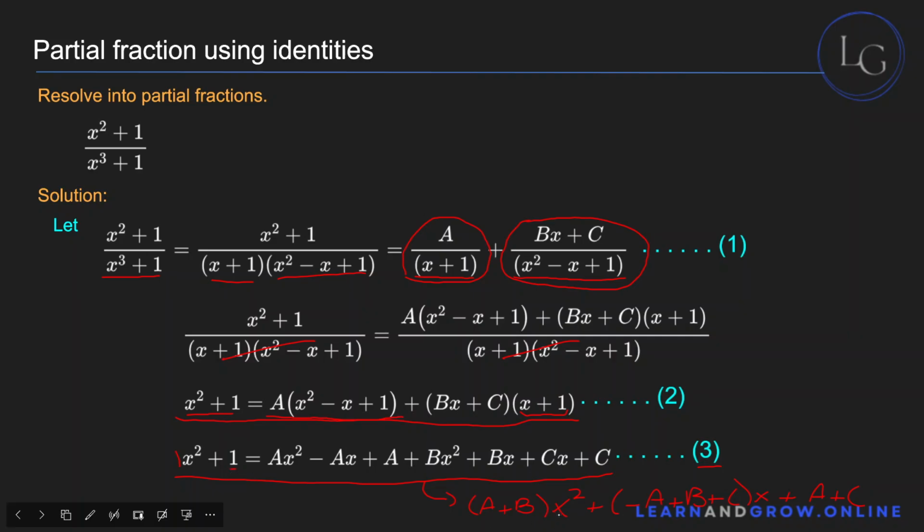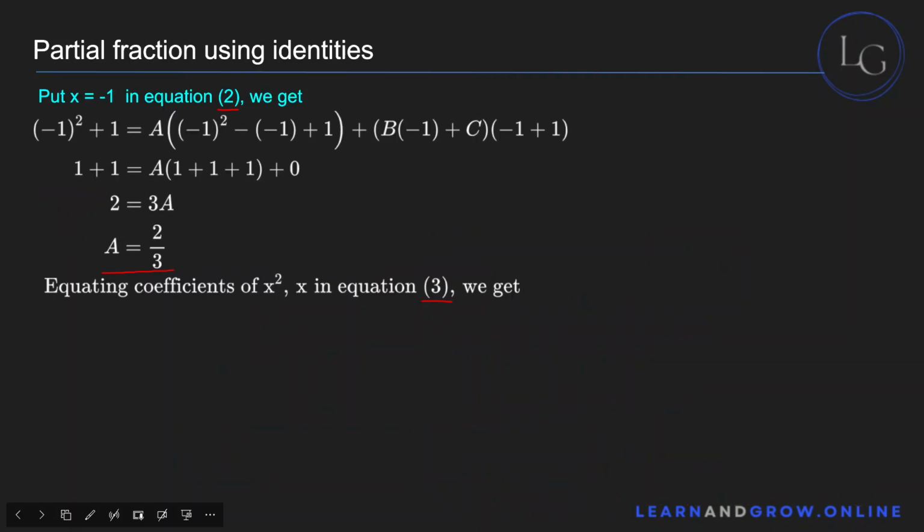So a plus b is equal to 1, since a plus b is the coefficient of x squared on the right hand side and 1 is the coefficient of x squared on the left hand side. So when you equate, a plus b is equal to 1, and since you've already found the value of a over here and you plug that in, you find out that the value of b is equal to 1 by 3.